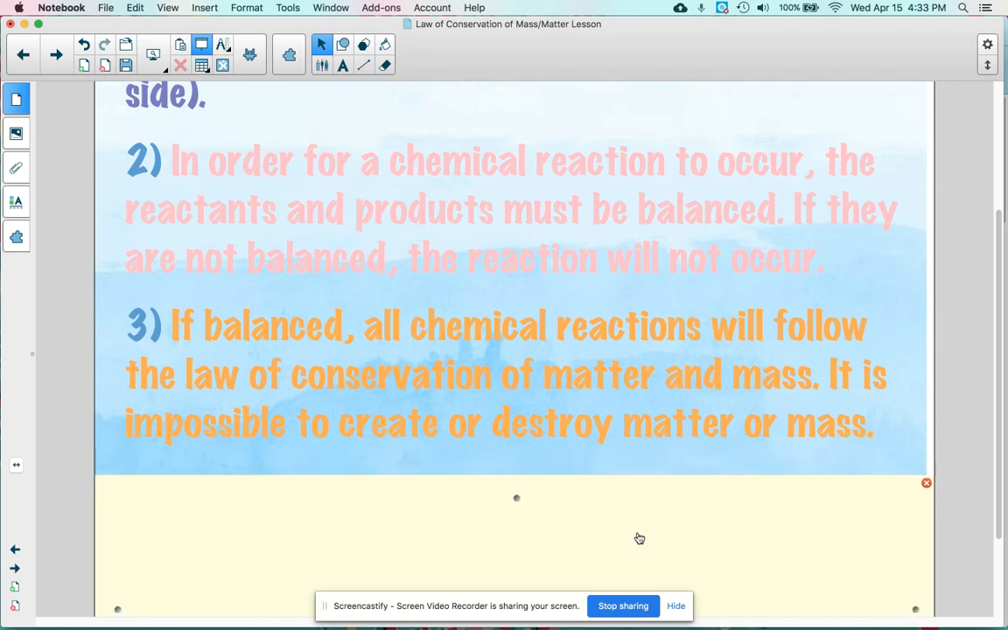And the third one says, if balanced, all chemical reactions will follow the law of conservation of matter and mass. It is impossible to create or destroy matter or mass. Please pause the video and write that down.